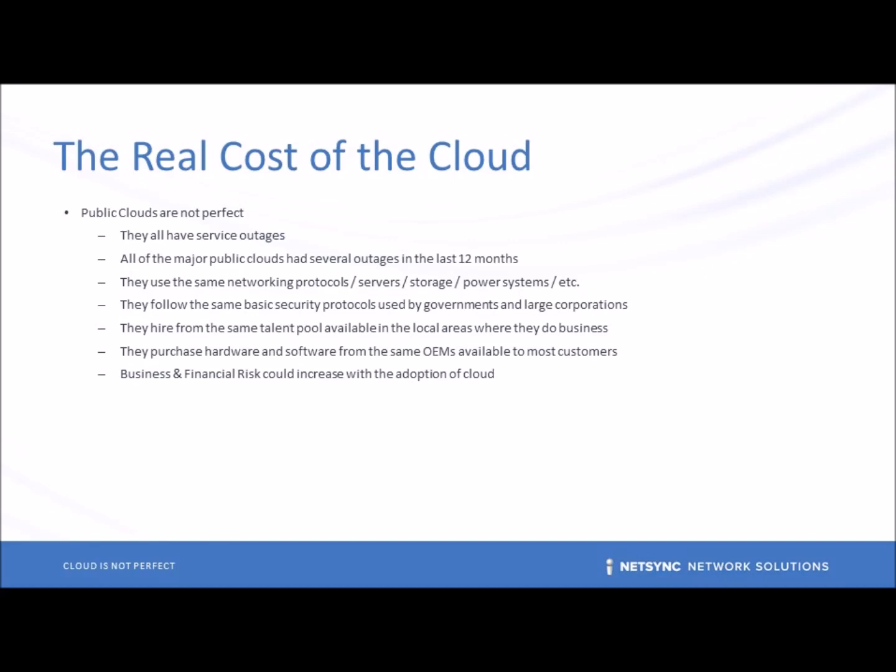They purchase hardware and software from the same OEMs available to most customers. The same OEMs that you have heard of before, all the big ones, including Cisco, they buy from all of them. Same hardware. They don't have any kind of magical gear that makes their network any more or less than a network you could build. And the business and financial risk actually could increase with the adoption of cloud, and we're going to talk a little bit about that in just a second.